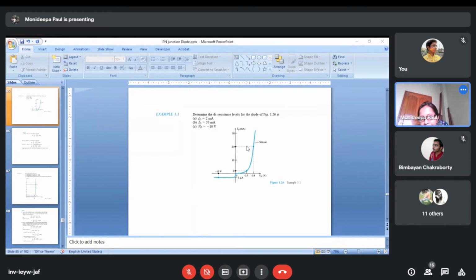When ID is equal to 20 milliampere, at that time, what is the applied voltage? 0.8 volt. Then what is the DC resistance?